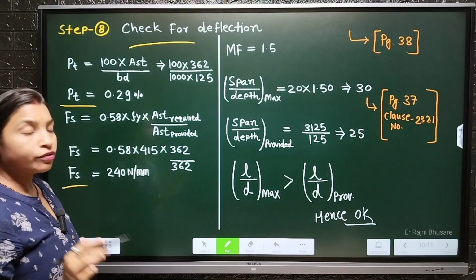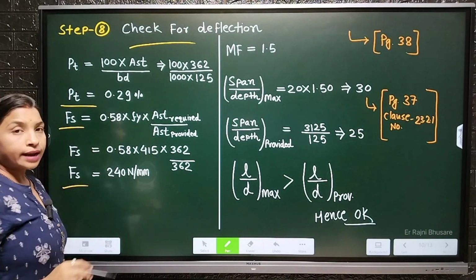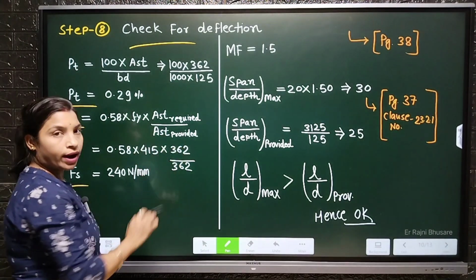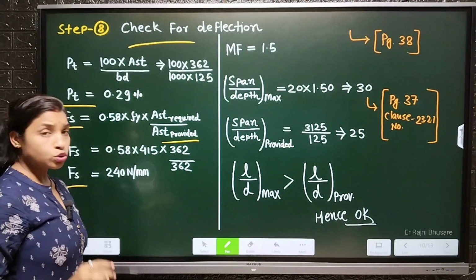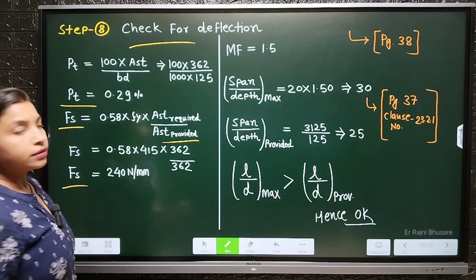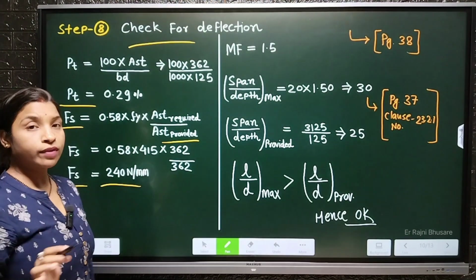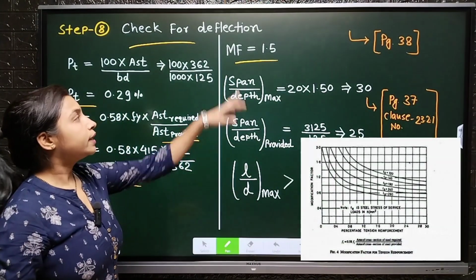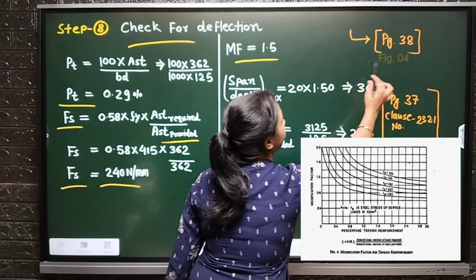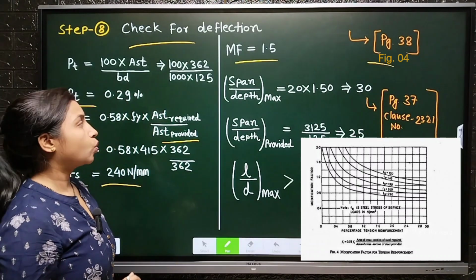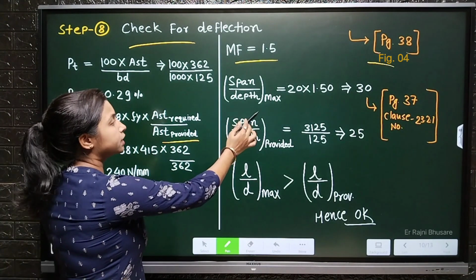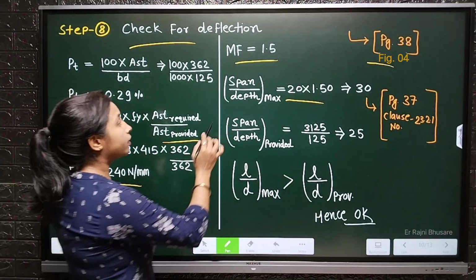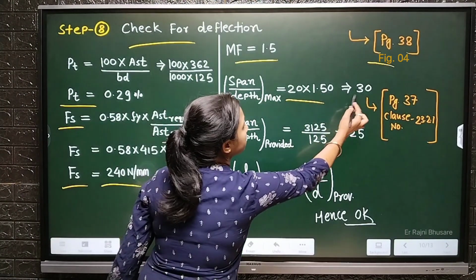Okay, and now what should we do? Here we will calculate the fs value. Its formula is 0.58 into fy into Ast required upon Ast provided. Putting all values in this formula, we calculate fs. According to the fs value, our modification factor we have taken as 1.5, and it is taken from IS code page number 38, figure number 4. Our ratio is span by depth maximum. Its formula is 20 into the modification factor. Our modification factor we take as 1.5, so our value is 30.